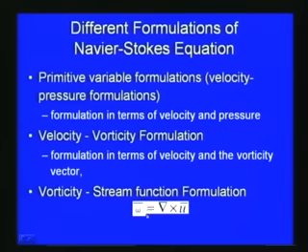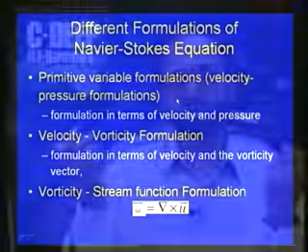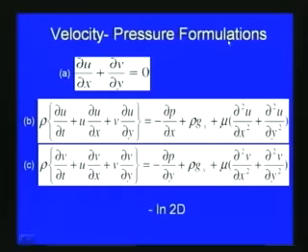Here the vorticity is defined as del cross u bar, where u bar is the velocity vector. So, like this, commonly 3 formulations are used in literature. We will see the various equations used for all these 3 formulations. The first one is the velocity pressure formulation. Already we have derived the equations.